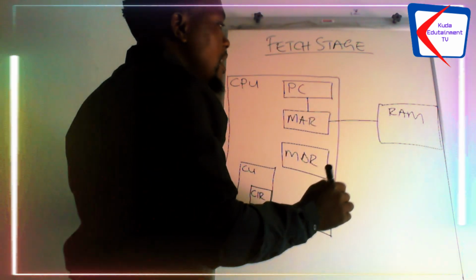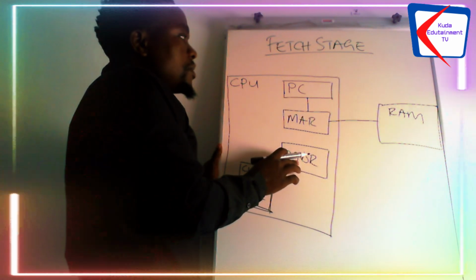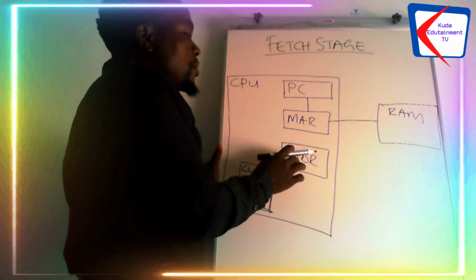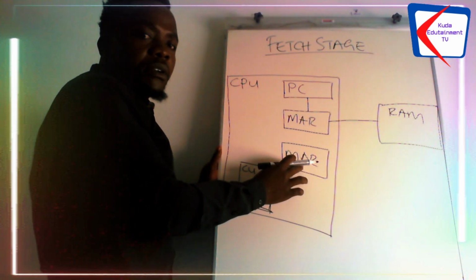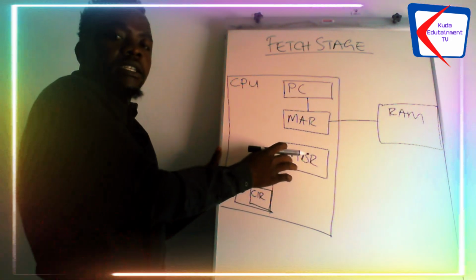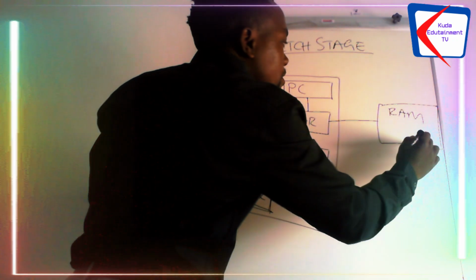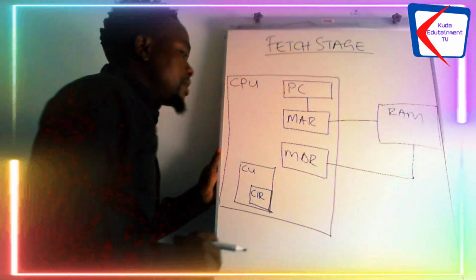From the RAM, now we go to the MDR, or the memory data register. The memory data register temporarily holds instructions or data that have been fetched from the random access memory. That is the memory data register.